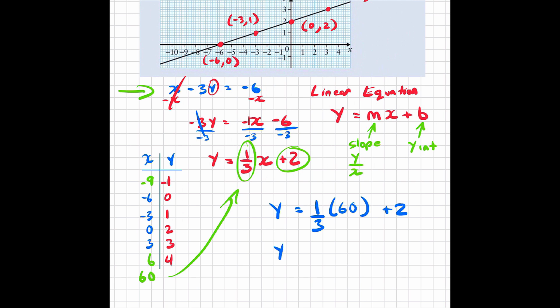So y equals, well, what is 1 times 60? It's 60. 60 divided by 3 is 20. And don't forget this plus 2. And now I get y equals 22. And I would fill this in right down here with a 22.